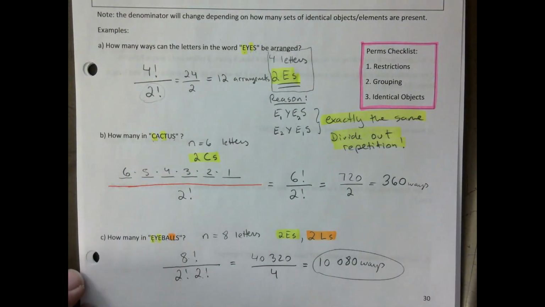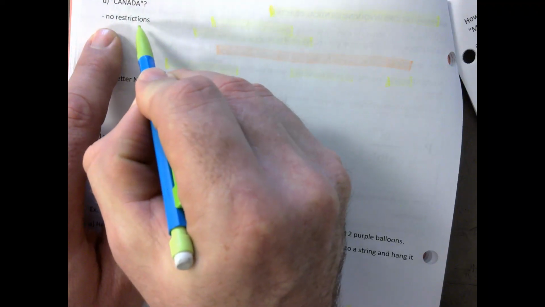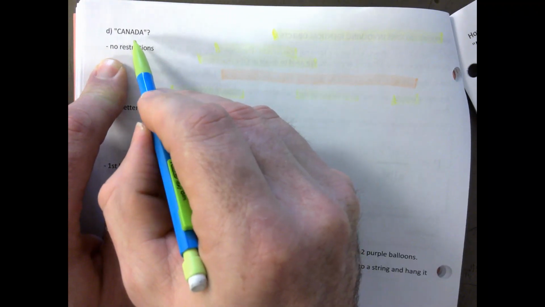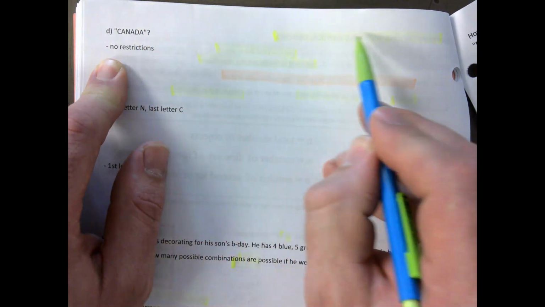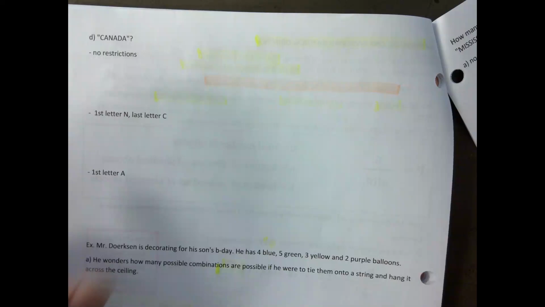Okay, let's try a few. I'm going to ask you to come to page 31, just the first question here, Canada, and then I want you to do the one right beside it, Mississippi, on the other page, page 32 at the top. I want you to figure out how many permutations there are.